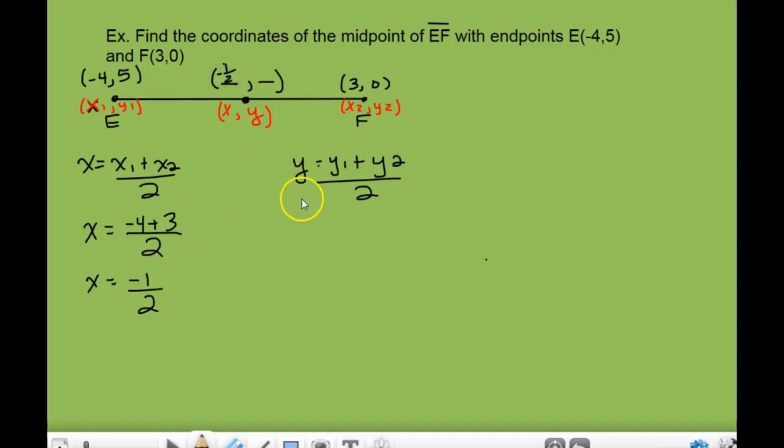So now we have our y. That's what we're trying to find. See? That's our blank that we're looking for. So we have y equals, and then we have y1, which is 5, plus y2, which is 0, over 2. And then you simplify. 5 plus 0 equals 5 over 2. So my y coordinate is 5 over 2. And that is my answer. Negative 1/2 and 2.5.